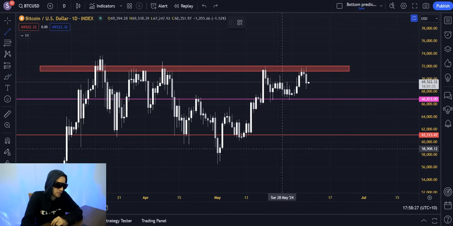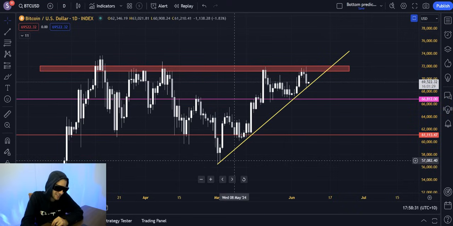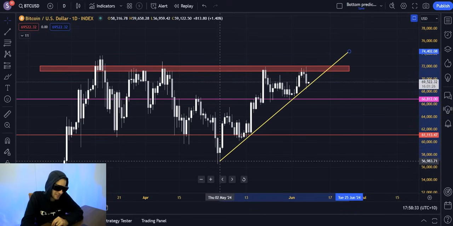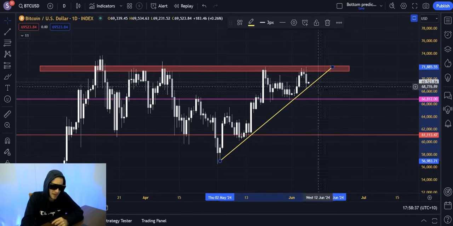You could make the argument that there is some sort of ascending support line in this vague price region. It's hard to make because the support line is a bit messy. It's a bit choppy. It's hard to identify exactly where it will be. There is a chance that we bounce around here.